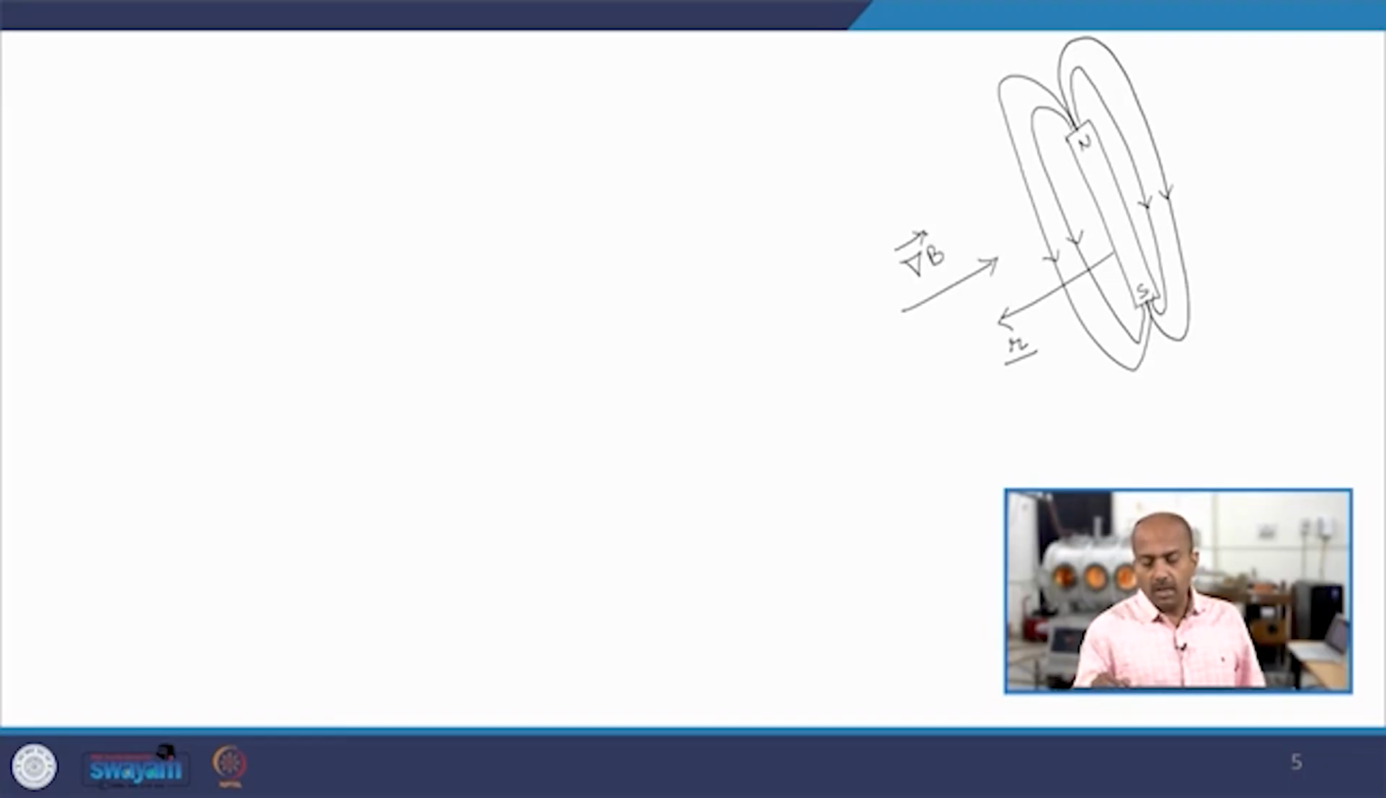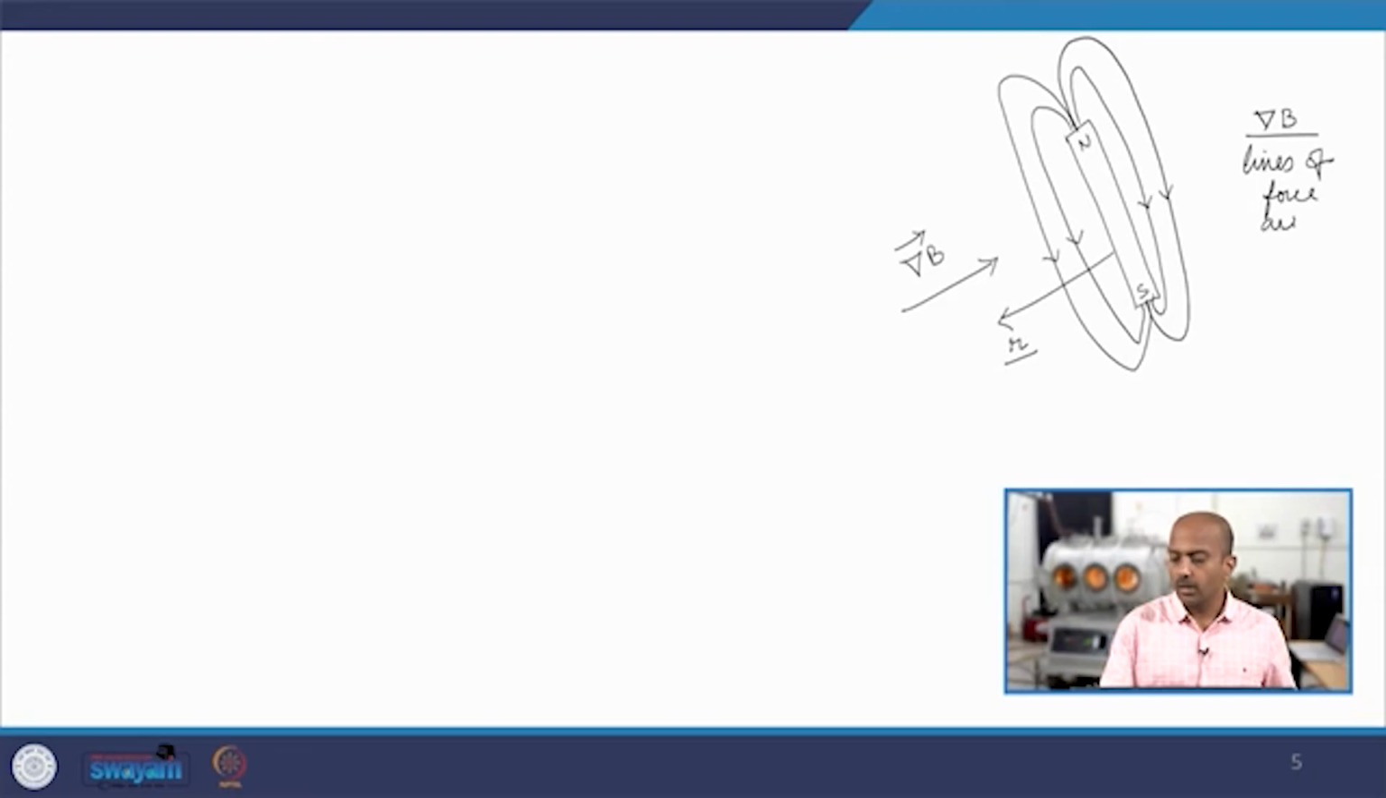Fine. And at the same time, these magnetic field lines have to converge and diverge at the poles. That is the fundamental nature of the magnetic field. If they do not converge or diverge, that means you allow a possibility of magnetic monopoles to exist. So, if they have to converge, they have to bend towards a magnetic pole. So, this is the basic nature of the magnetic field: it will always have a gradient and its lines of force are always curved.